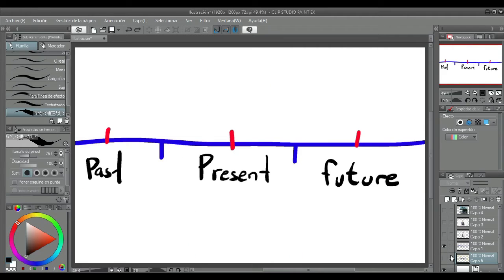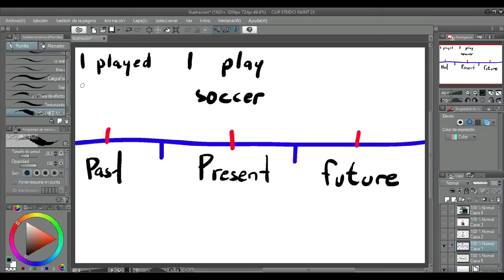Okay, we have here the past, the present, and the future. For present, we can write sentences like I play soccer. Okay, that means it's for habits, things you usually do, etc. For past, we can write, for example, I played basketball. This is for sentences that you did in the past and now in the present you are not doing it. Maybe you finished, you won't do it again, etc.